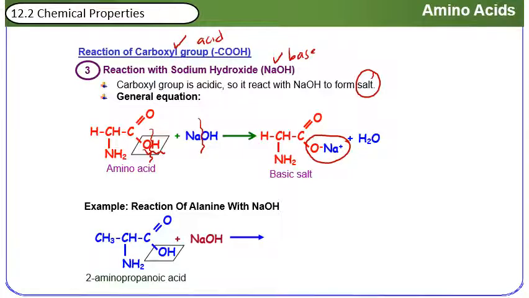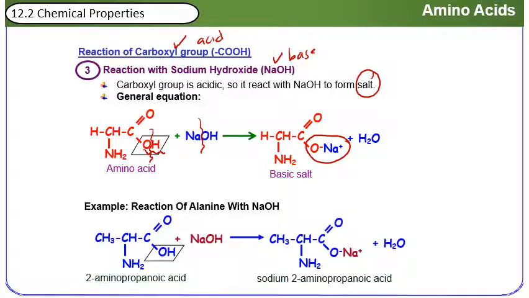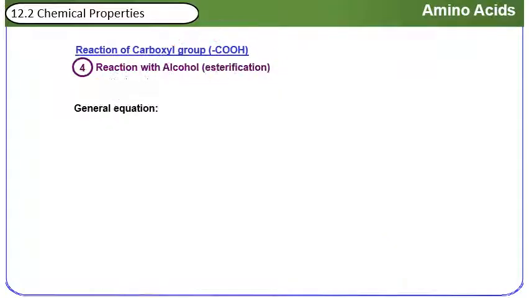The OH group will break the bond and become O negative, attracted to the Na plus. So these are the parts that we have to alter. The hydrogen will be taken out and replaced with the O negative, Na plus.